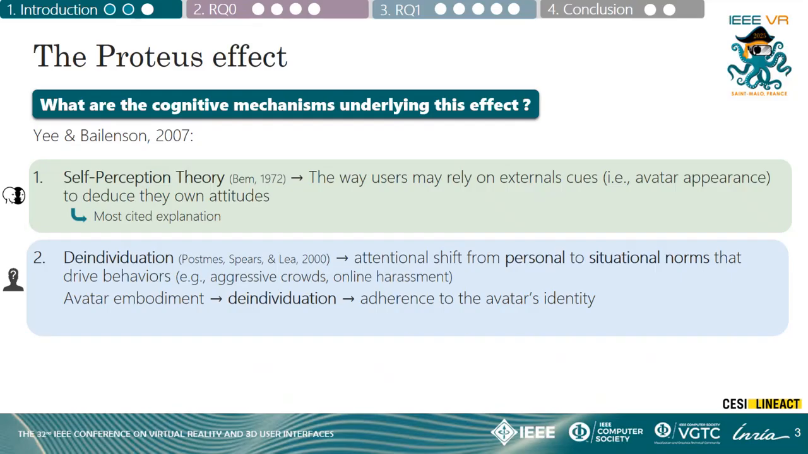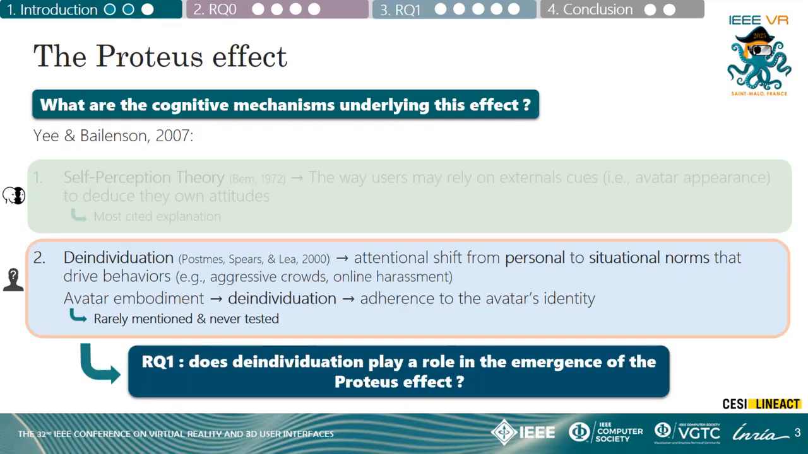Similarly to crowds, online spaces are also thought to provoke deindividuation and lead to behaviors such as online harassment. Yee and Bailenson theorized that embodying an avatar may also lead to deindividuation, which could cause users to adhere to the avatar's identity. The authors proposed these two theories as complementary, but interestingly, deindividuation is very rarely mentioned in the literature and has actually never been tested. Therefore, the research question we aim to answer with this study is: does deindividuation actually play a role in the emergence of the Proteus effect?